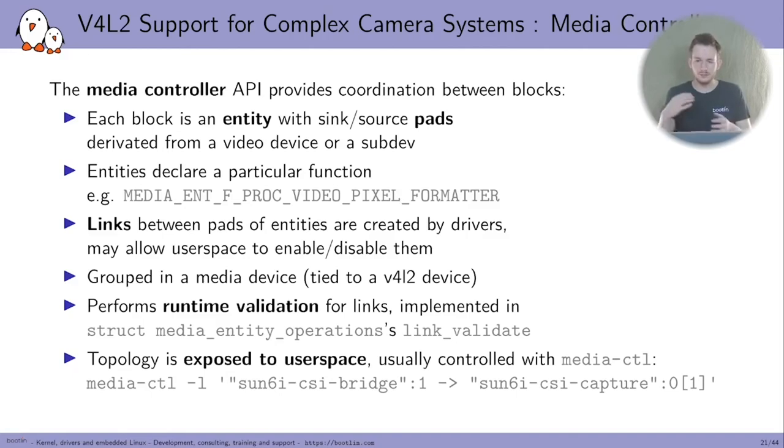So when multiple paths exist, all of the links will be registered by the driver, and then user space will be able to select which link can be enabled or needs to be enabled or disabled, so that it's possible to change the actual topology, so to change the actual data flow between the entities. So we have this media-ctl command line tool that can be used to enable or disable links. It can also be used to visualize the topology of the different entities that interact together.